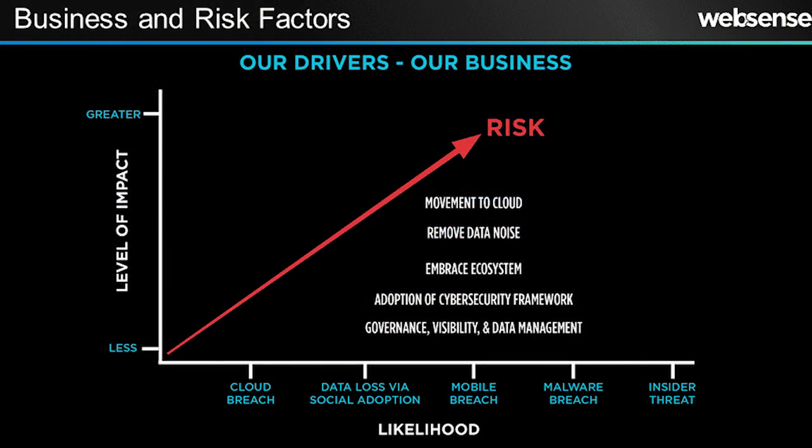The other thing is that we have business and risk factors that are different than they were in the past. The level of impact is really greater: we have cloud breaches, data loss via social adoption. A lot of organizations are getting more into the social world as well. Facebook, Twitter, you name it, using it to promote whatever they're doing in their organization, a way to communicate with their constituents. Mobile breaches, malware, insider threat, and then you have these initiatives for governance and visibility. Let's make sure that we're operationalizing our IT spend and our security spend.